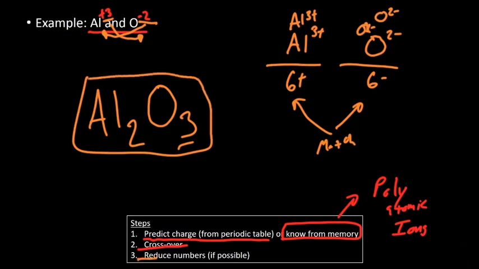There's one more step down here which we don't need in this case, which is we want to reduce those numbers if they can be reduced. So say, for example, that we got Al2O4. Well, I could actually reduce that and keep it balanced by dividing both by the smallest one.